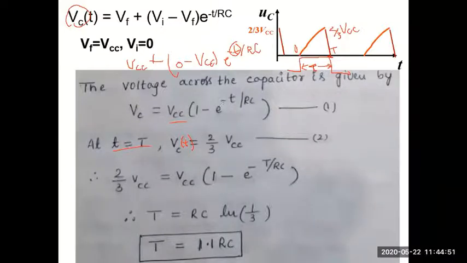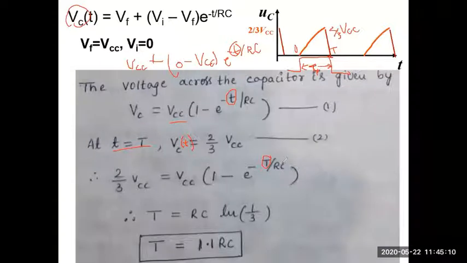Substituting that in this previous equation, for Vc we have substituted 2 by 3 Vcc, and on the right hand side, for small t, I have substituted the time period of the monostable, capital T. I told you we can call it TP also, pulse width, anything.